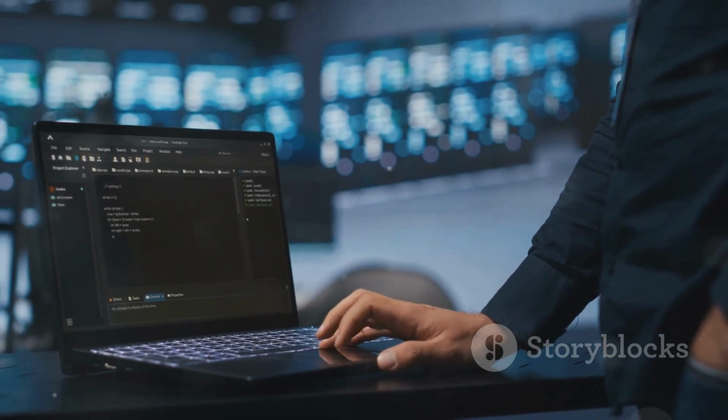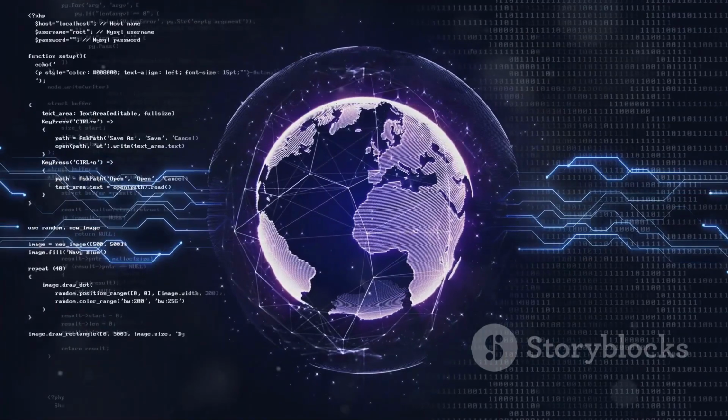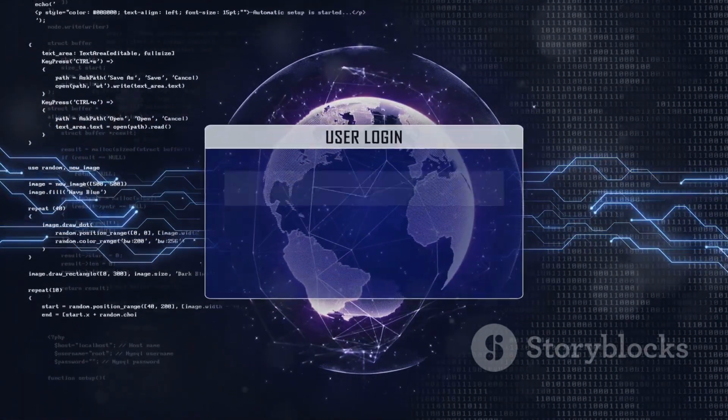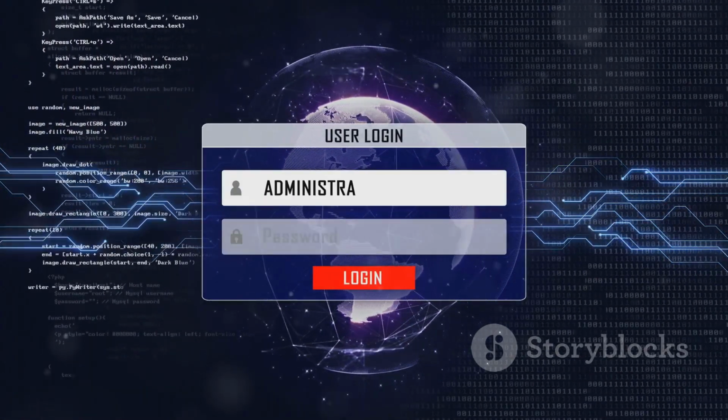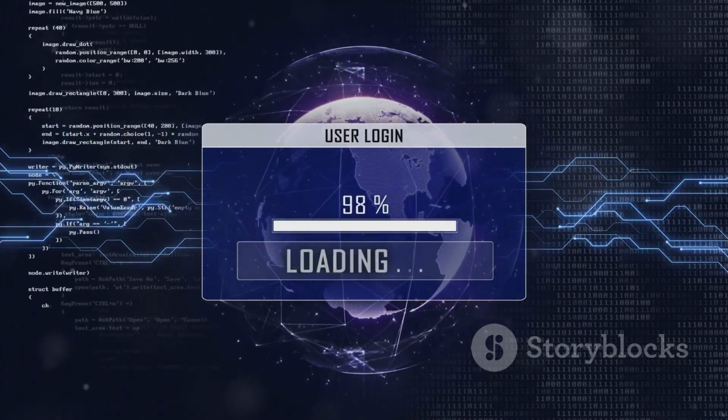Question 56. How would you respond to a phishing email incident reported by a user? Answer. Instruct the user not to click any links, analyze the email for malicious content, report it to the IT security team, and educate the user on recognizing phishing attempts.